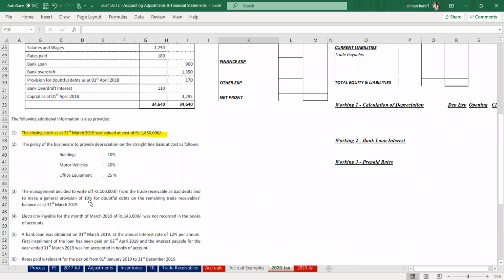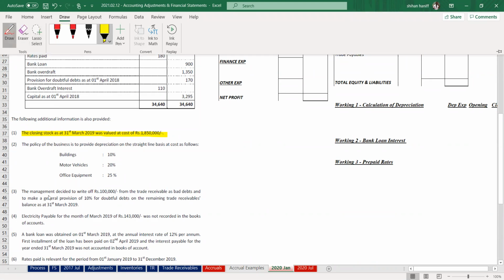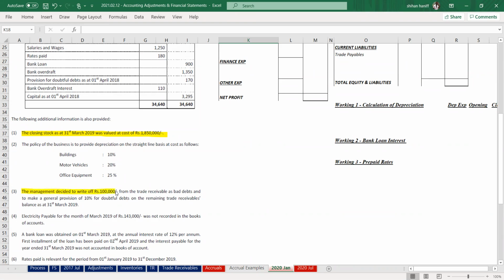Bad debt and doubtful debt. The management decided to write off 100,000 from the trade receivable as bad debt and to make a general provision of 10% for doubtful debt on the remaining trade receivable balances as at 31st March 2019. Right, so we can do this without preparing ledger account as well.